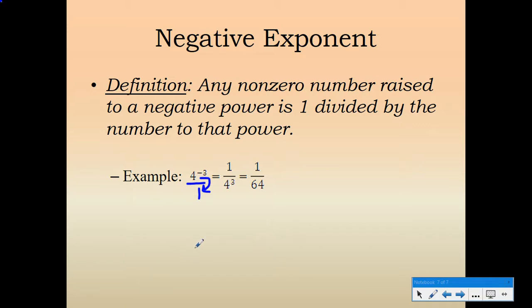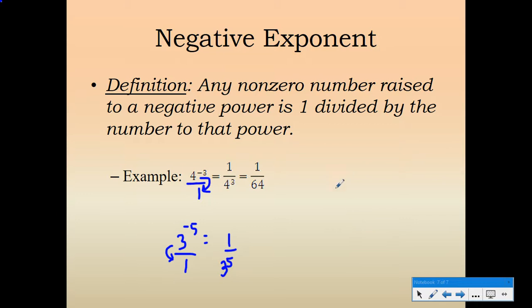So if you have 3 to the negative 5, and I want to simplify that term, technically it's 3 to the negative 5 over 1. I'm going to take 3 to the negative 5, and I'm going to move it to the denominator. And it's positive now. And if your question says to solve, then you would have to determine what 3 to the 5th power is.